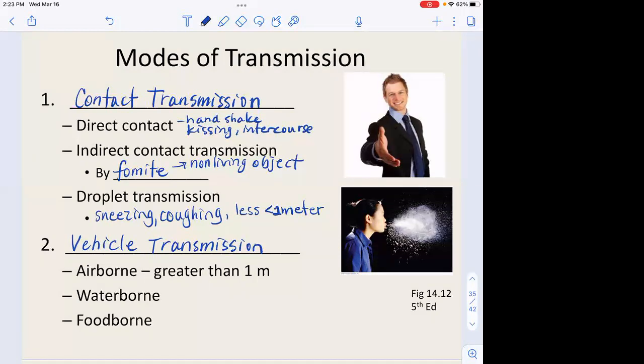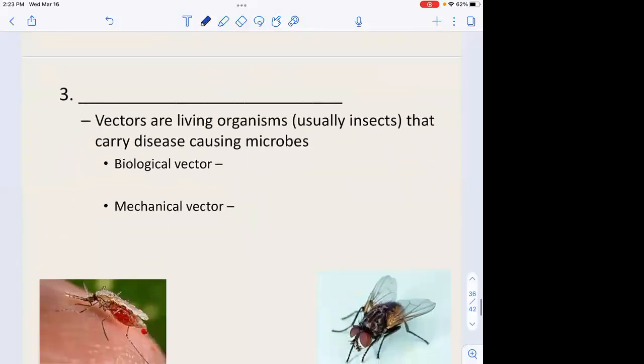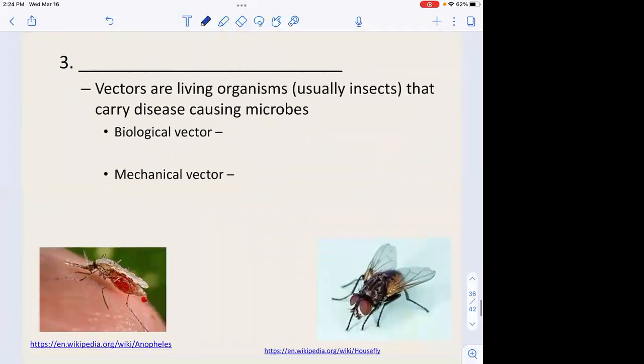Water and food can also be considered a vehicle. It depends how long the pathogen stays in that water or food as to whether we consider it a reservoir or a vehicle. If it's only there for a short period of time, then we would probably consider it a vehicle. Okay, and lastly, one other kind of transmission is referred to as vector transmission.